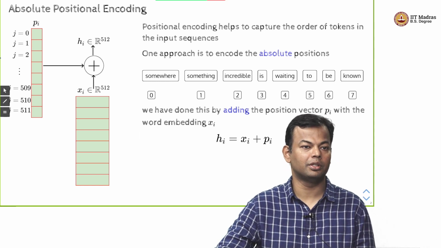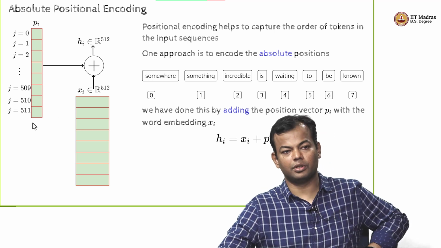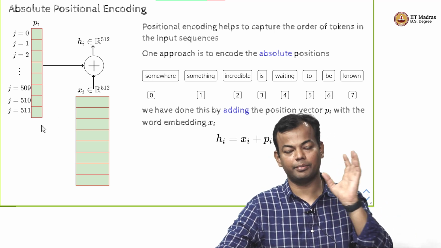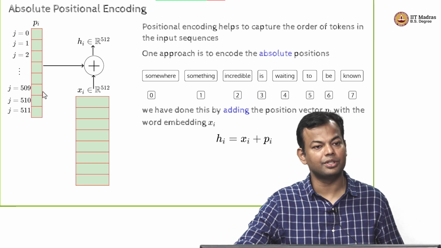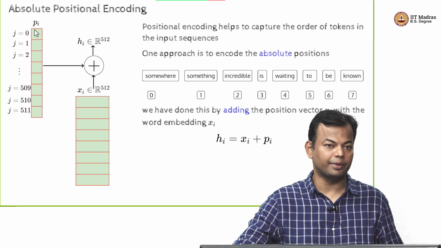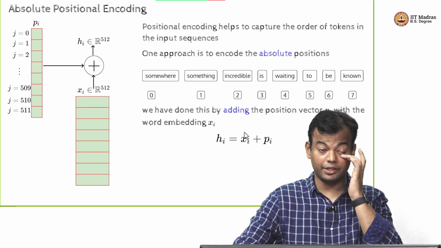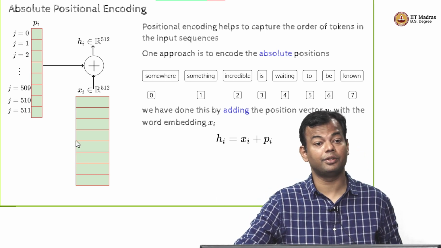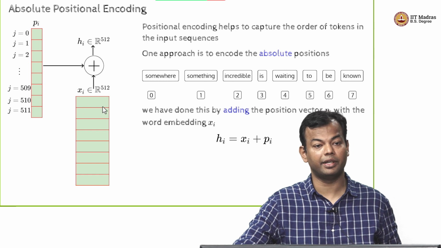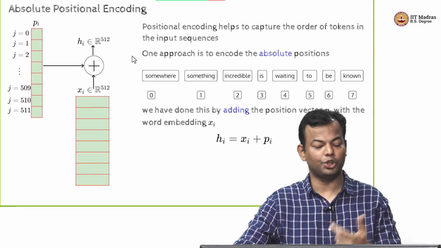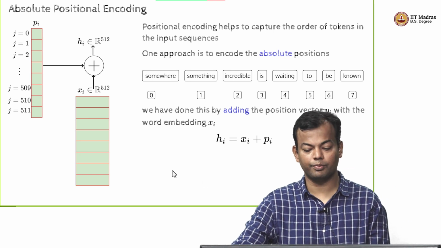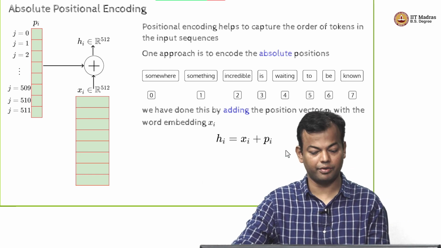So the position j goes from 0 to 511, if your max sequence length is 512. Sorry, this is the positional embedding, which gets added to the word embedding, right? So this is a 512 dimensional embedding, and the word embeddings are also 512 dimensional, and both get added to give you the new embedding which encodes both the word information and the position information.